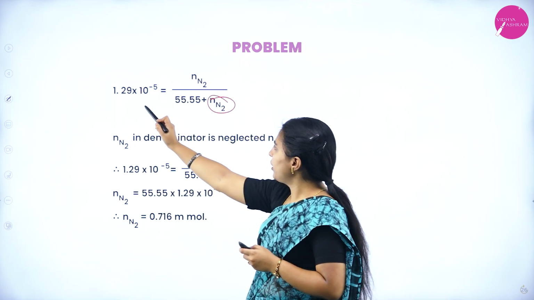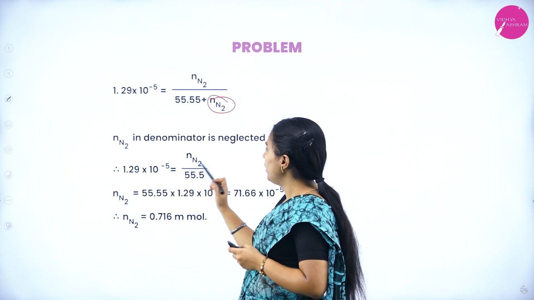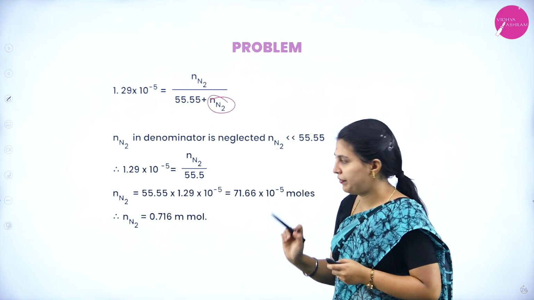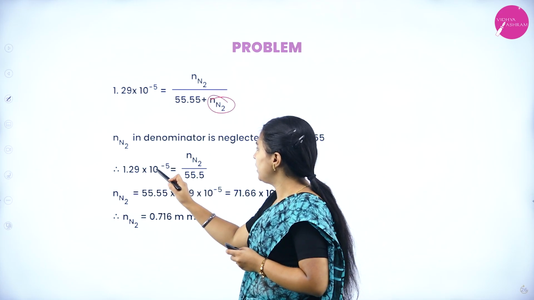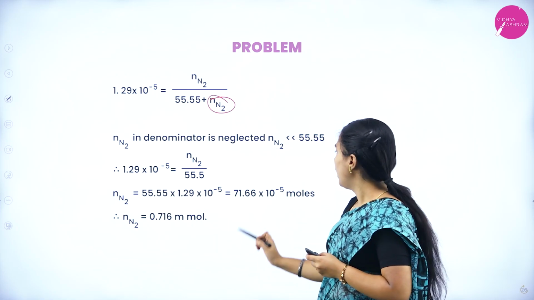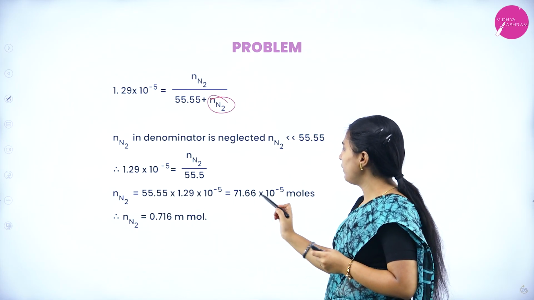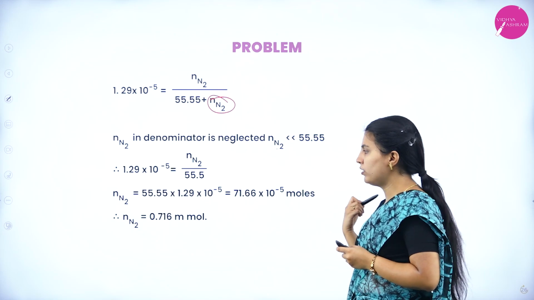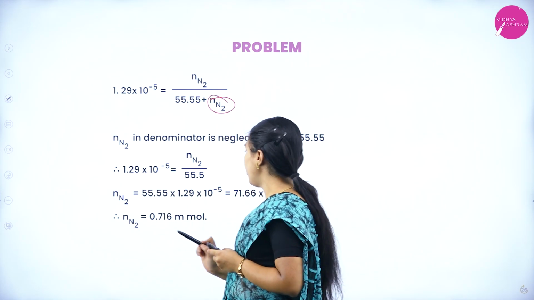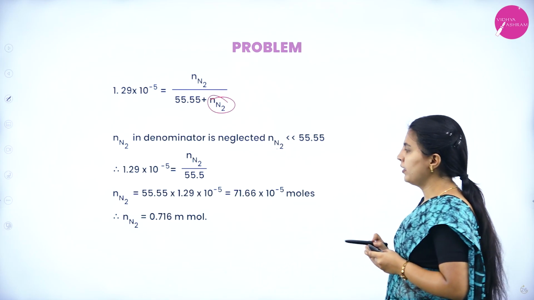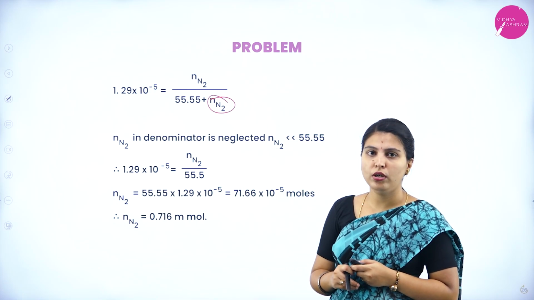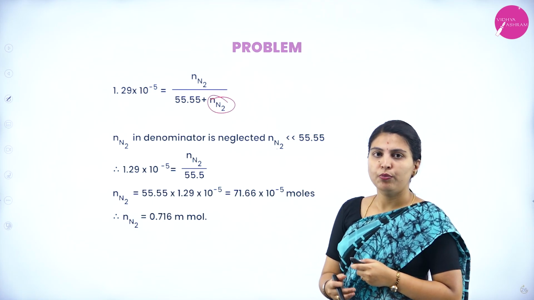What will happen? 1.29 into 10 to the power of minus 5 equal to the moles of nitrogen divided by 55.5. So it will come to the left hand side, and you have to multiply now. After the multiplication, 71.66 into 10 to the power of minus 5 moles will be present. So the number of moles of nitrogen will be 0.716 millimole. This is about the problem of Henry's law and it is related to mole fraction.